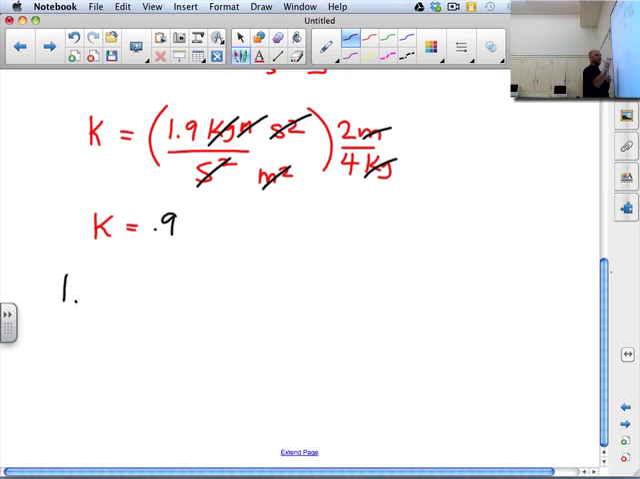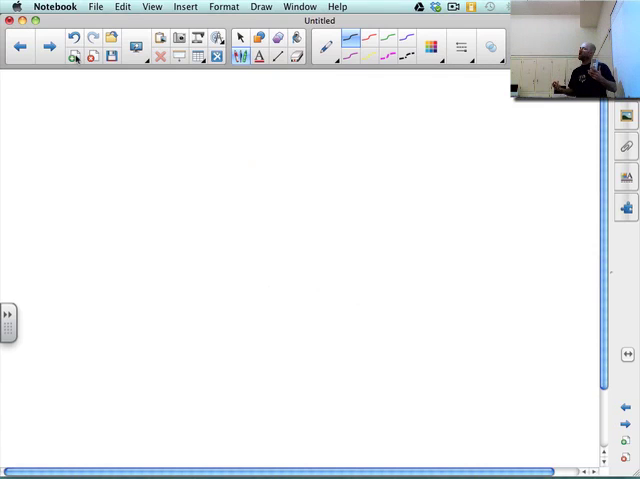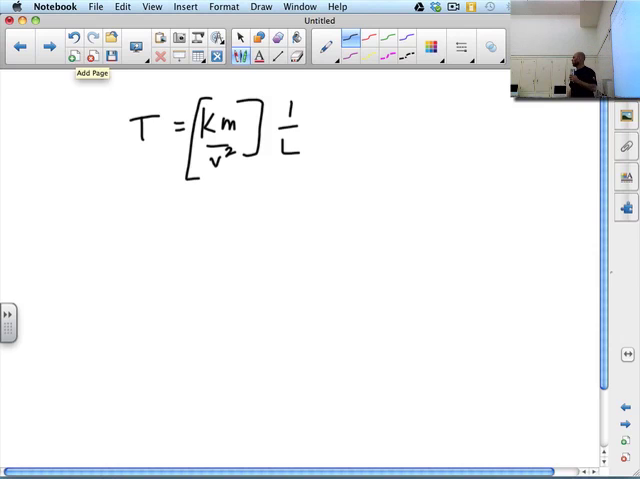So again, if there were no error, I think you can see that if k equals 1, then we're getting more compelling evidence that t equals mv squared over r. I'm thinking of something else. You'll see in a little bit what I'm thinking of. All right? Excellent. What's the only one we haven't done yet? T, we rearranged to k, m over v squared, 1 over L. That's the only one we haven't done? Yeah. Okay, good. So this is the slope of which graph?